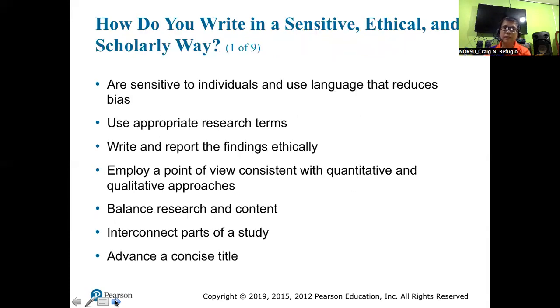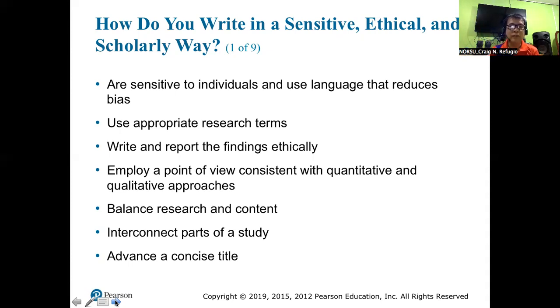How do you write in a sensitive, ethical, and scholarly way? Take note of the following. Be sensitive to individuals and use language that reduces bias. Use appropriate research terms. Write and report the findings ethically. Employ a point of view consistent with quantitative and qualitative approaches. Balance research and content. Interconnect parts of the study. So there are interconnections from one part to another part of the study.